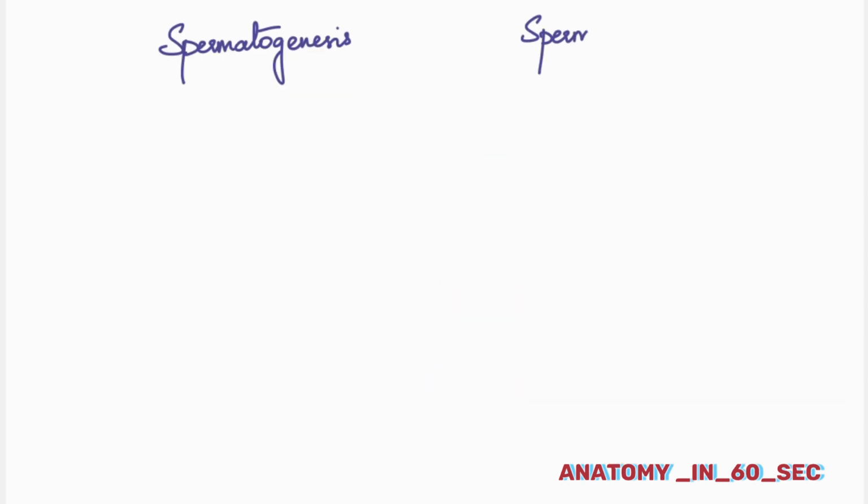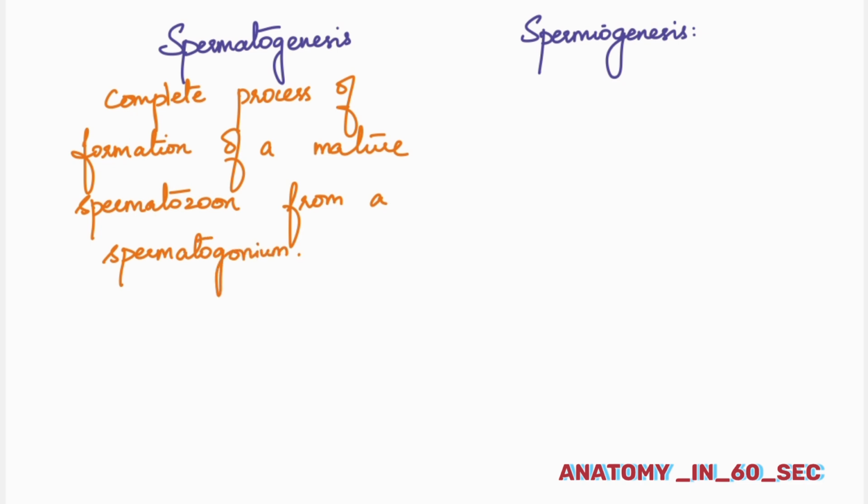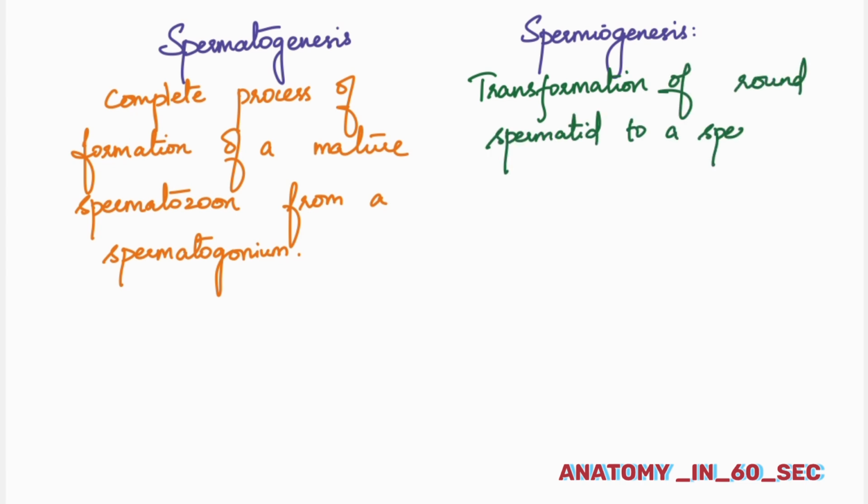Now let's see the difference between spermatogenesis and spermiogenesis. Spermatogenesis is the complete process of formation of a mature spermatozoa from a spermatogonium. That is, it involves all steps, the mitosis, meiosis 1, meiosis 2, spermiogenesis, everything all together forms spermatogenesis. Whereas spermiogenesis means transformation of the round spermatid into a spermatozoa.